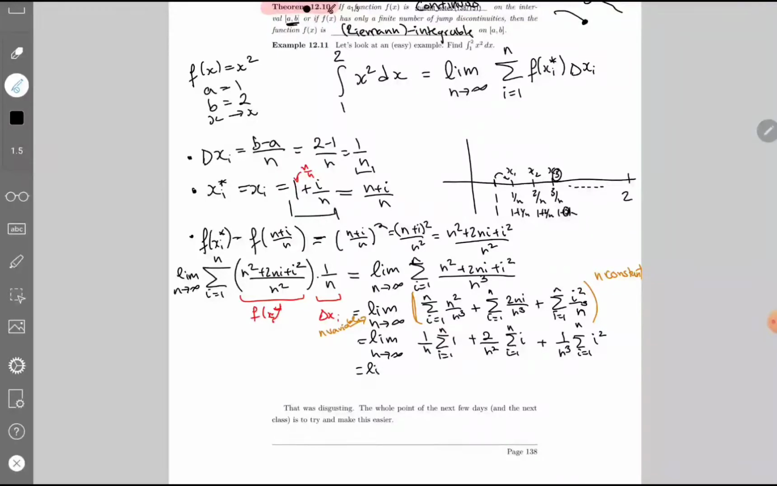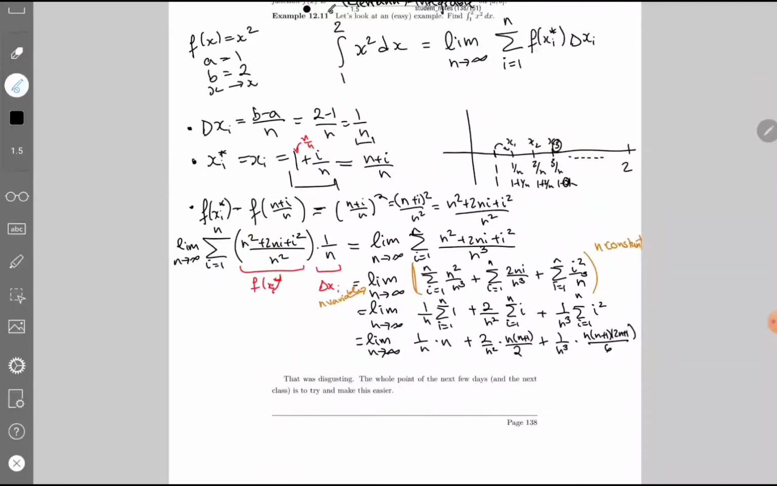So I can now just plug these in. If I have enough room, I get 1 over n times, and this, if you remember, is just equal to n, plus 2 over n squared times this, which is equal to n times n plus 1 over 2. And then finally, we have n times n plus 1 times 2n plus 1 over 6. Here I'm going to work on the bottom, so pretend this doesn't exist for now.